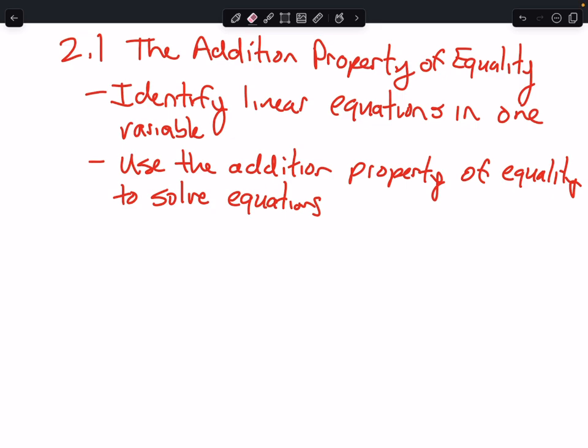Welcome to another lesson of Math 0420 Introductory Algebra. In this video, we will be discussing section 2.1, the addition property of equality. In this video, we will identify linear equations in one variable, and we will use the addition property of equality to solve equations. Let's get started with some definitions.